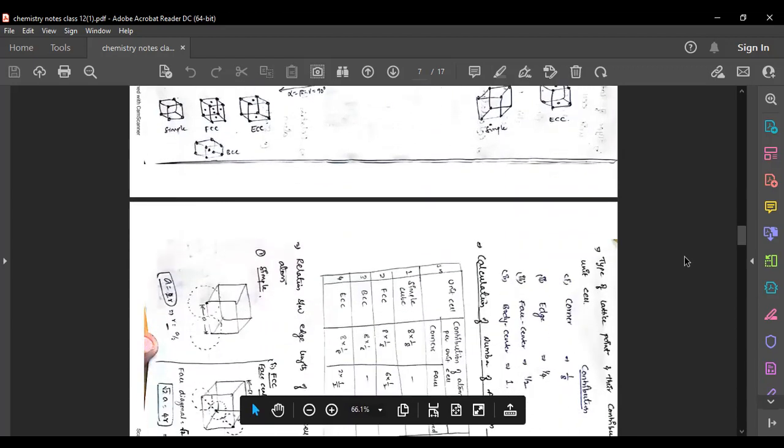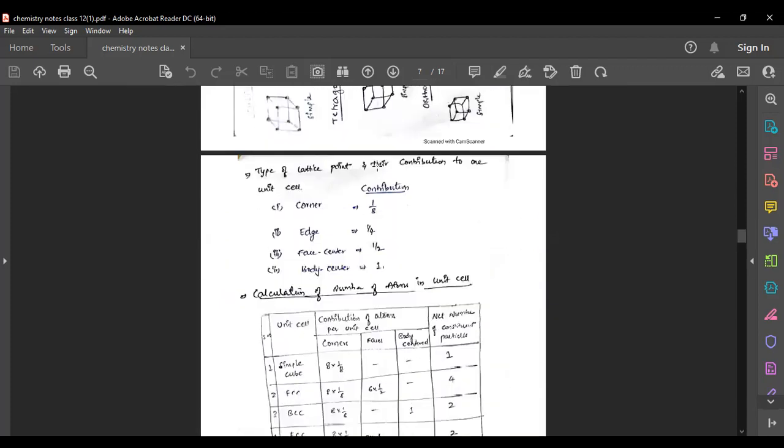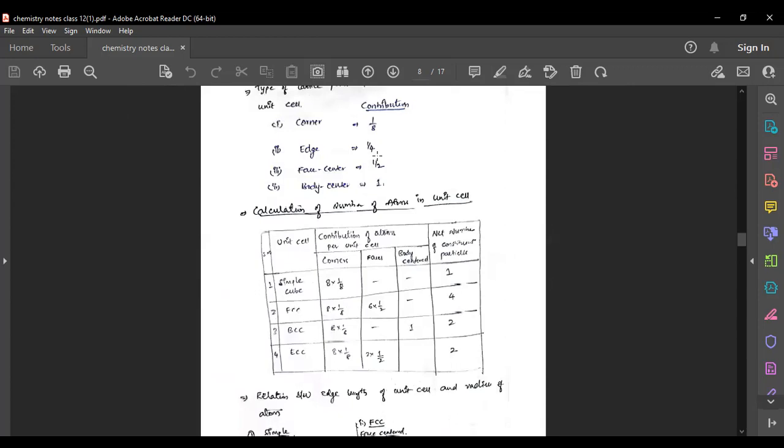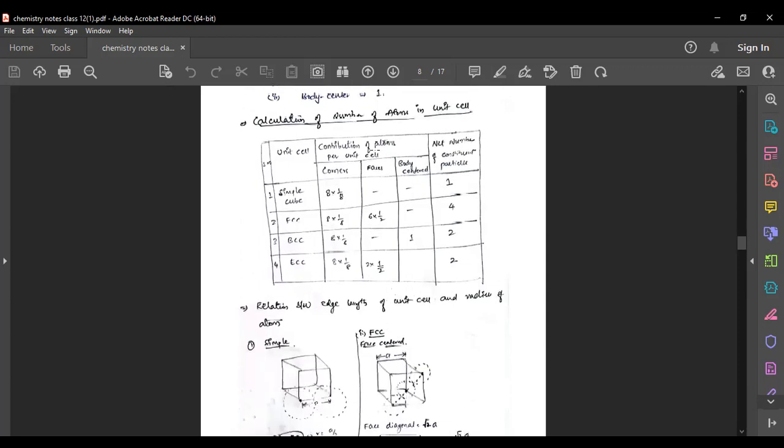So after this, we have done the contribution part, which is very, very important. So a total of 8 atoms will be there at the 8 corners, and each atom will contribute only 1/8 portion at the corner. Okay. At the same time, how many edge centers are there? 12 edge centers are there, but each atom will contribute only 1/4 to the unit cell. Okay, next face centers. How many face centers? 6. And each atom will contribute only half of the atom to the particular unit cell. So we'll get a total of 3 atoms from the faces, and the body centered one belongs completely to the whole unit cell.